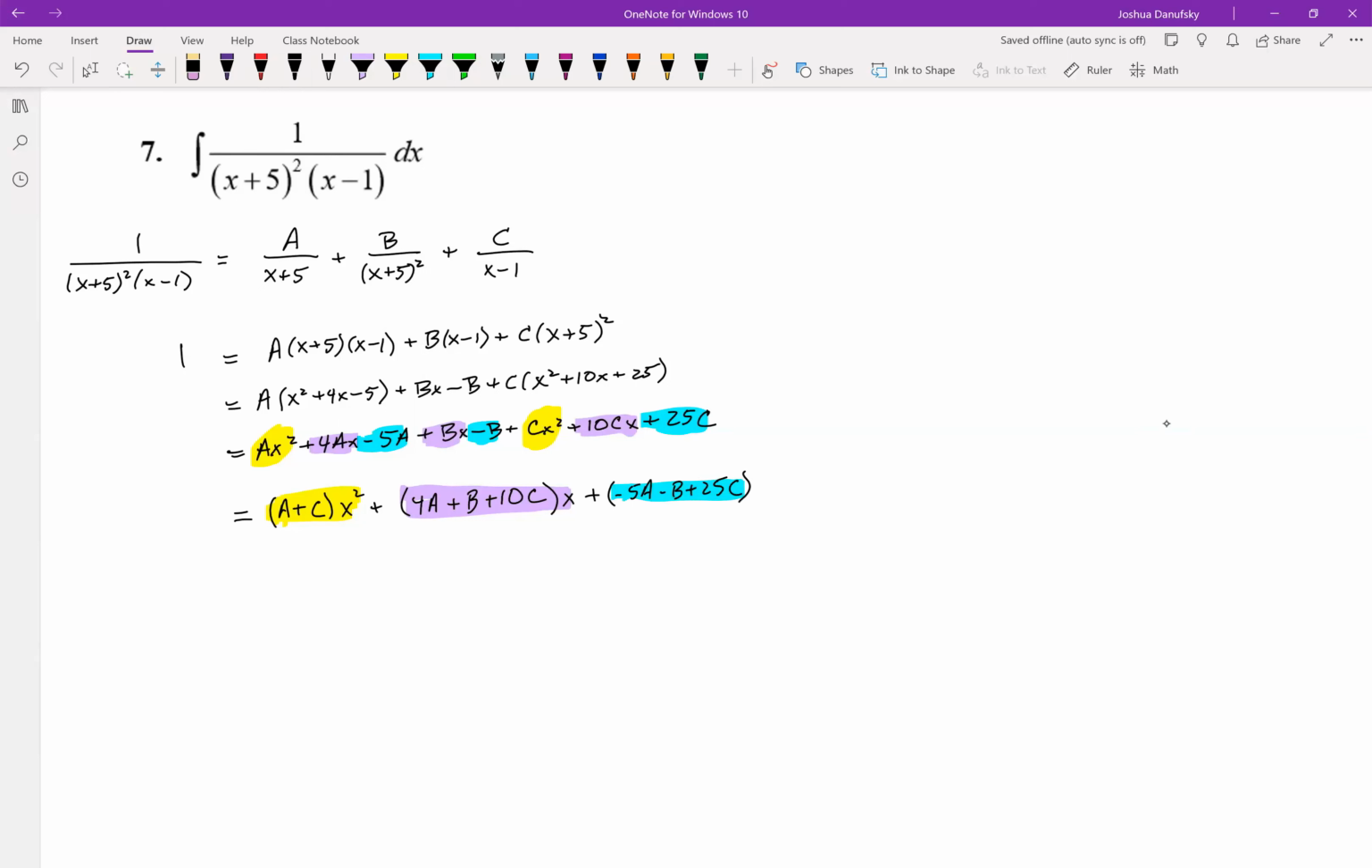So just as we saw before, this expression here has to equal 1. Well, 1 is a constant, so this will equal 1. If you notice here, we don't have any x's or x squareds, so that means that this coefficient has to equal 0 and this coefficient has to equal 0. And we end up with these three equations.